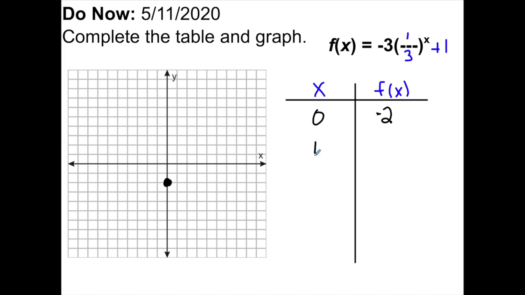Now I plug in 1. 1/3 to the power of 1. Anything to the power of 1 is itself, so a third to the power of 1 is a third. -3 times 1/3 is -1. -1 plus 1 is 0.